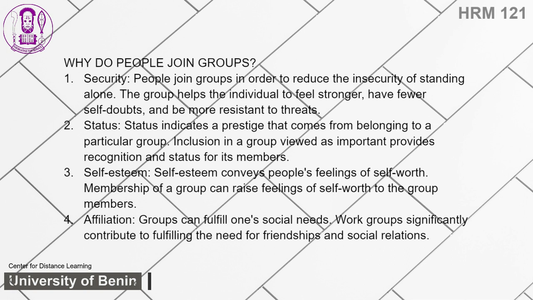2. Status: status indicates prestige that comes from belonging to a particular group. Inclusion in a group viewed as important provides recognition and status for its members. 3. Self-esteem: self-esteem conveys people's feelings of self-worth. Membership of a group can raise feelings of self-worth to the group members. 4. Affiliation: groups can fulfill one's social needs. Workgroups significantly contribute to fulfilling the need for friendships and social relations.